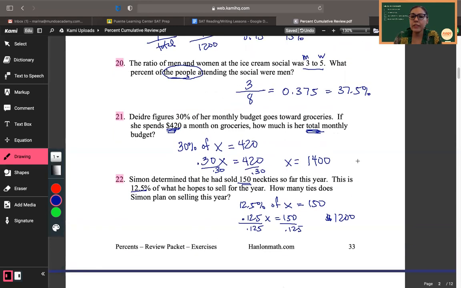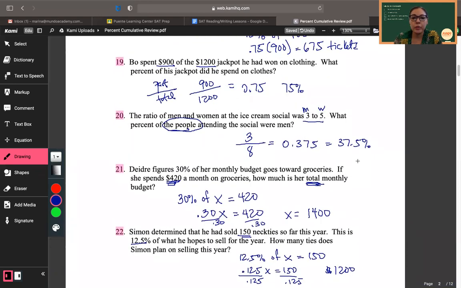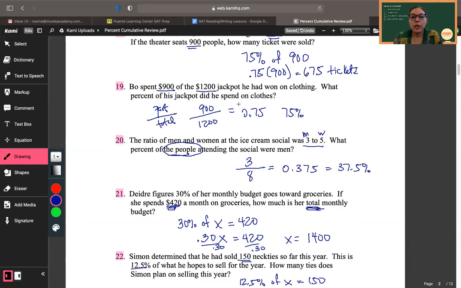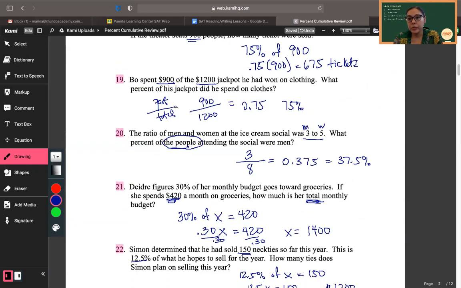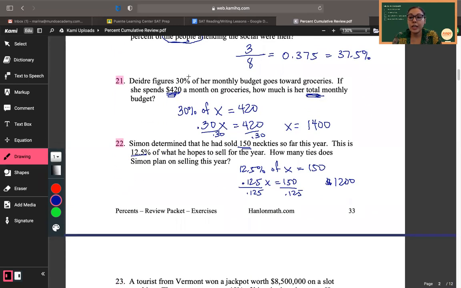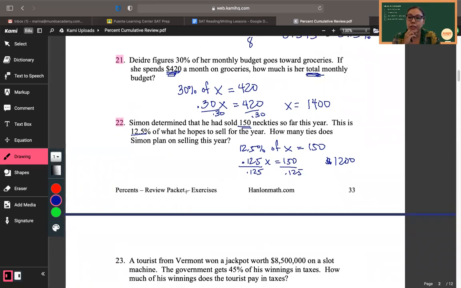So those are three of the basic percent problems that you would see. One where you're given the percent and the total, so you multiply. Another where you have to find the percent, so you divide the part that you want over the total and then turn that into a percent. And the other one is where they give you the percent and the part and you have to find the total. Those are the three basic types of questions that you're going to see.